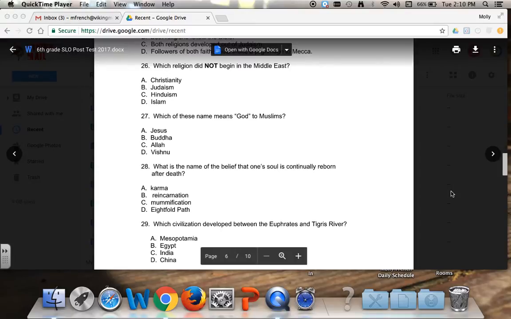Number 29. Which civilization developed between the Euphrates and the Tigris River? A. Mesopotamia. B. Egypt. C. India. Or D. China?